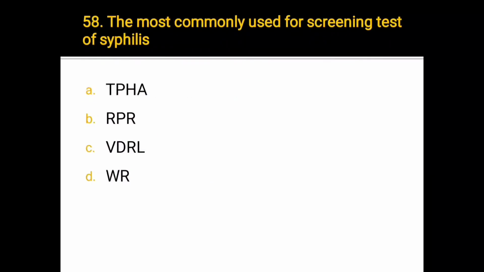The most commonly used screening test for syphilis is: A. TPHC, B. RPR, C. VDRL, D. WR. Correct answer: C. VDRL.